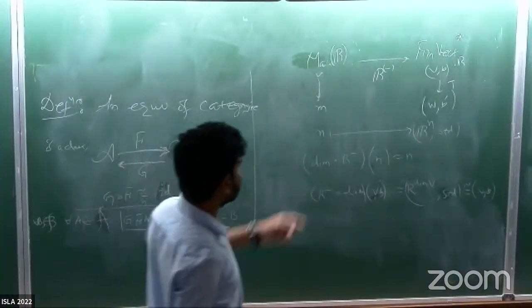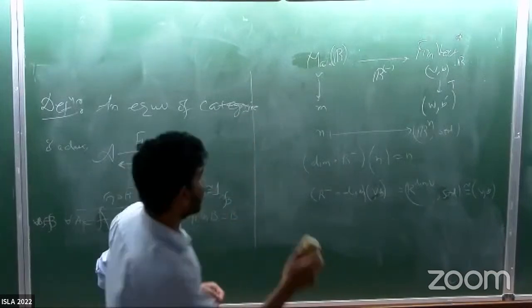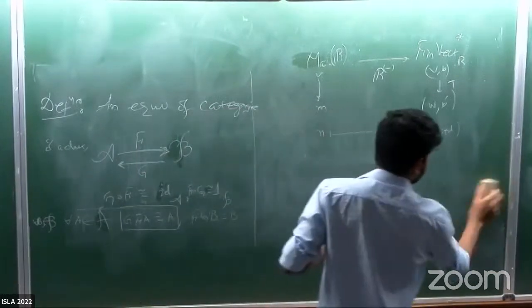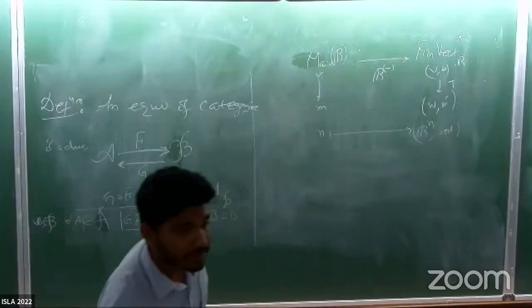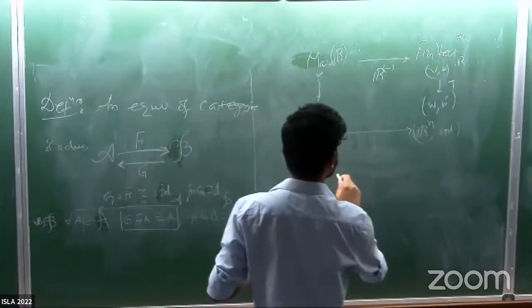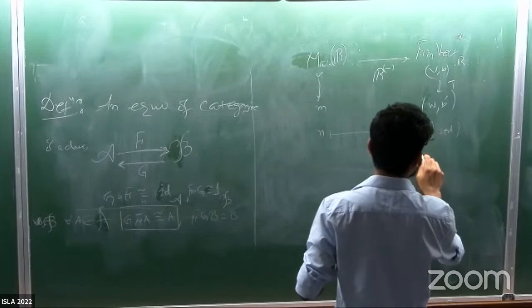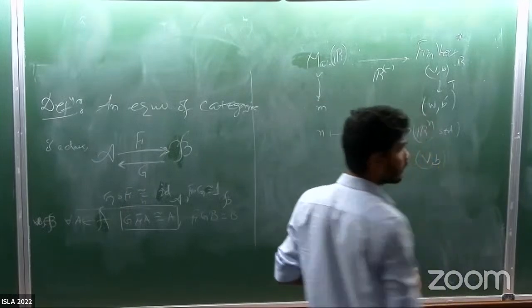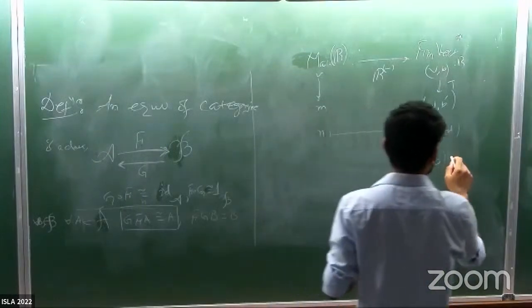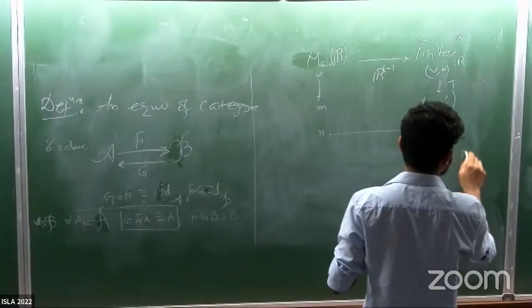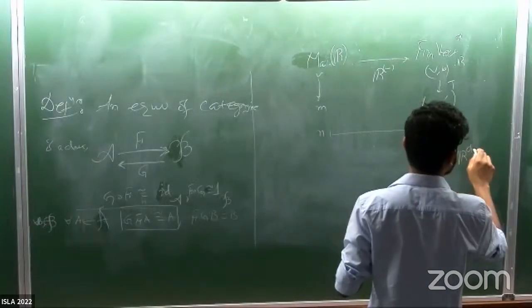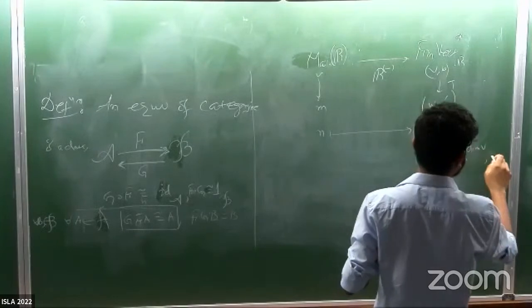What properties does this functor have? I'll erase everything here. This functor has this property. Take a finite dimensional vector space V with a specified choice of a basis. I know that this is isomorphic to R to this dimension, right? With the standard basis.